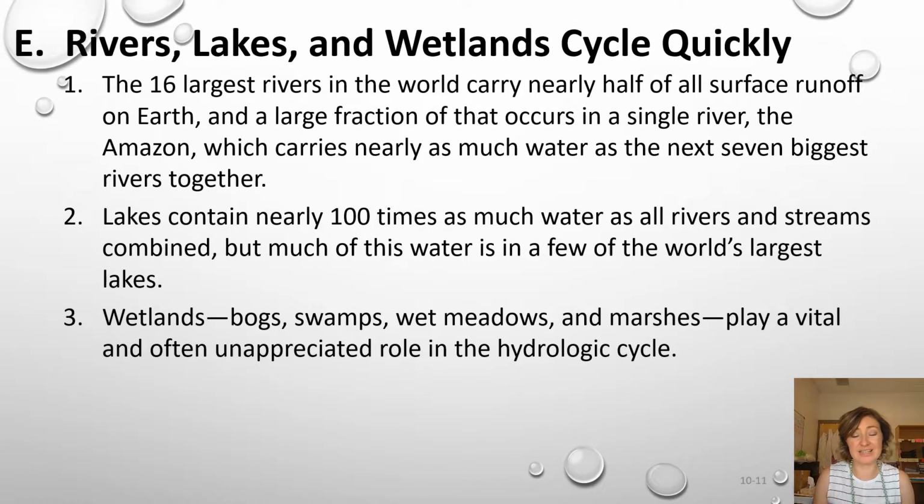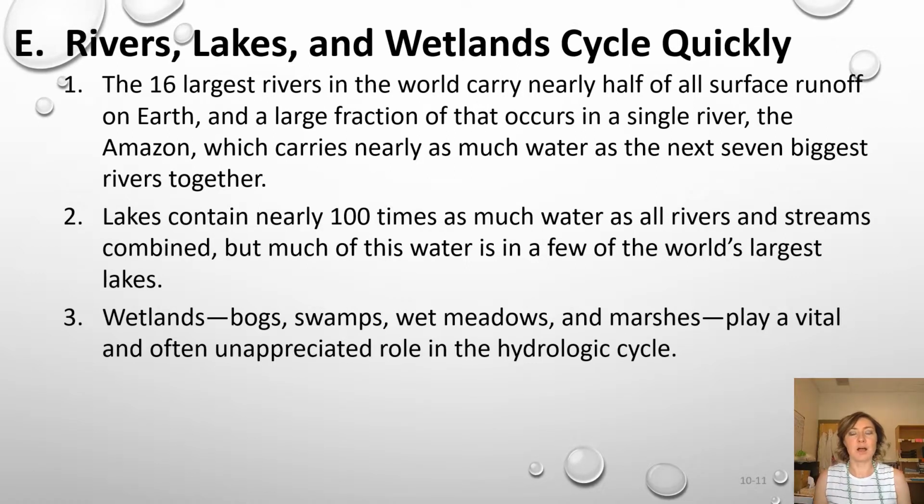We do compare the size of rivers in terms of their discharge. When we say discharge, we are talking about the amount of water that passes a fixed point in a given amount of time. The 16 largest rivers in the world carry nearly half of all the surface runoff on Earth, and a large fraction of that occurs in the Amazon alone. The Amazon carries nearly as much water as the next 7 biggest rivers together, which is an amazing amount of water.